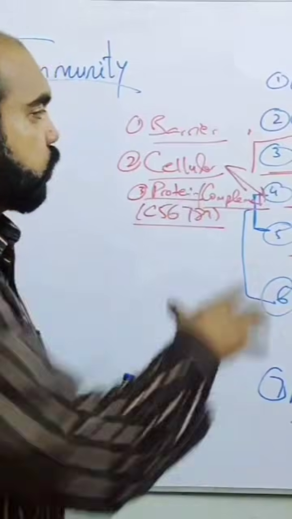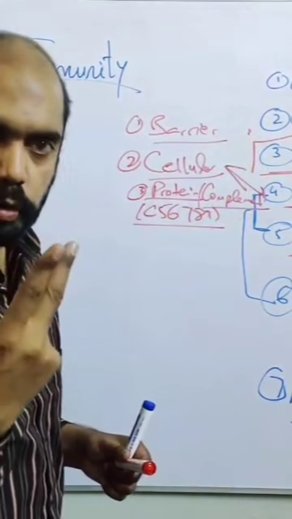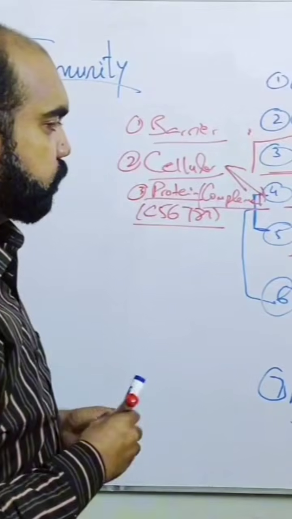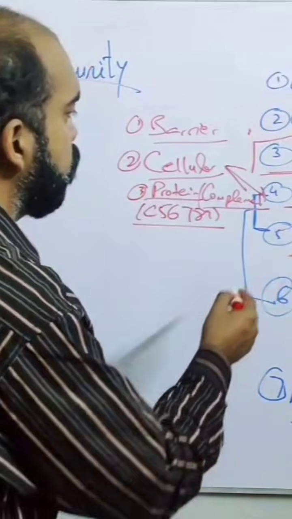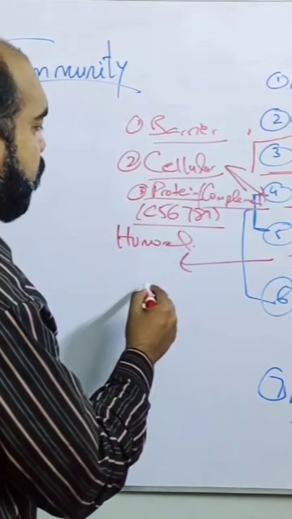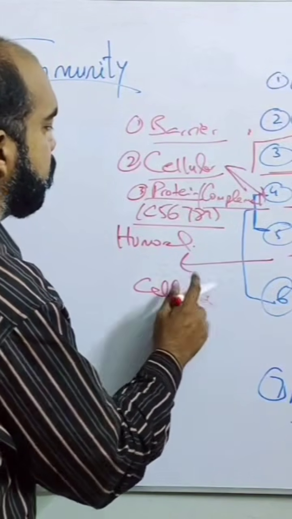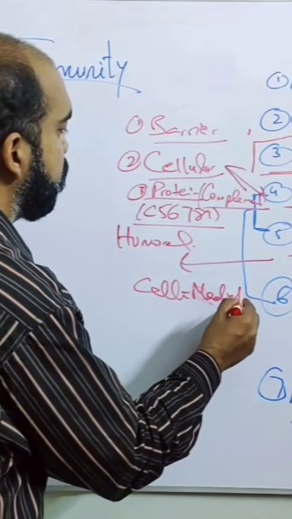They will get destroyed. So this is innate immunity. Present by birth, non-specific, no memory. Now we come to adaptive immunity. So in adaptive immunity, we have two: humoral immunity and cell-mediated immunity, not cellular, sorry, cell-mediated immunity.